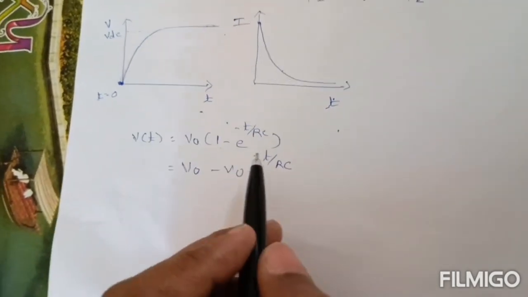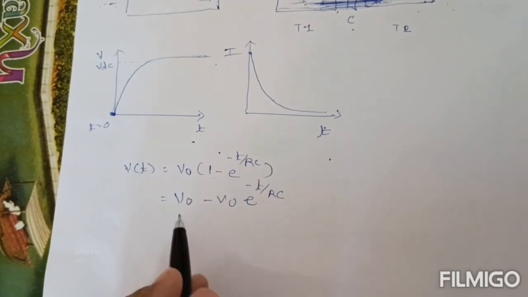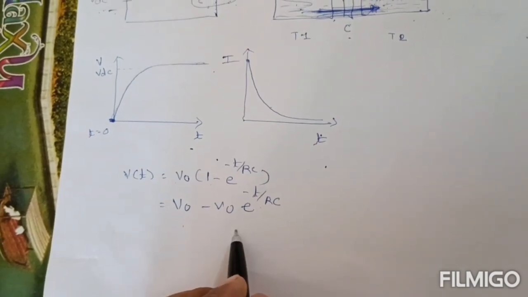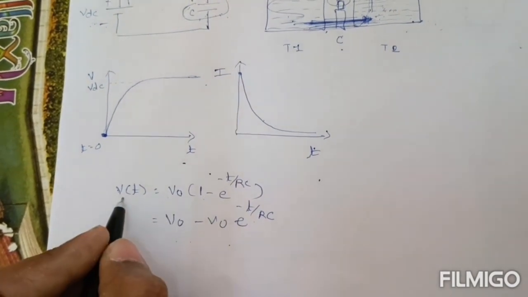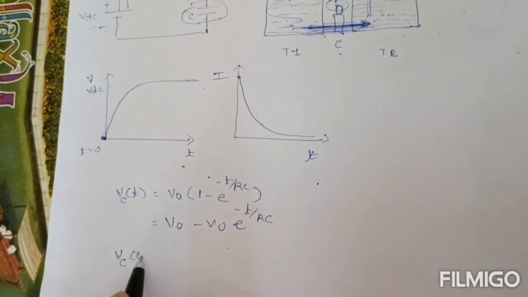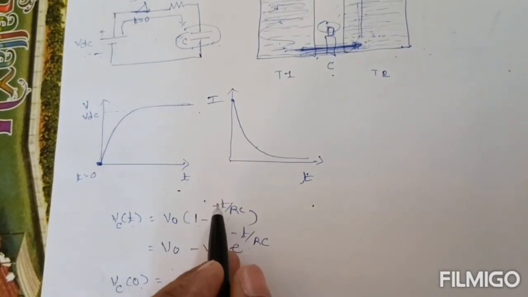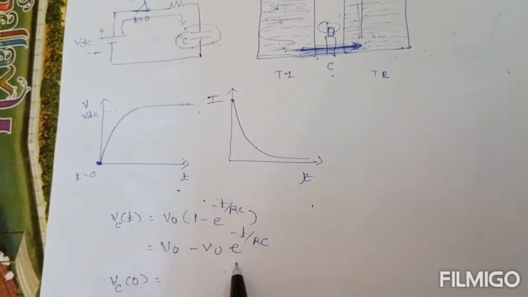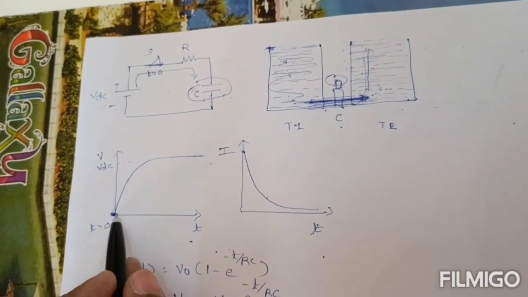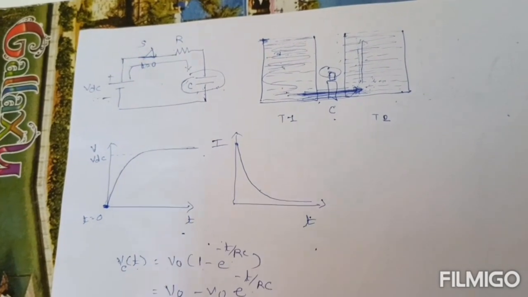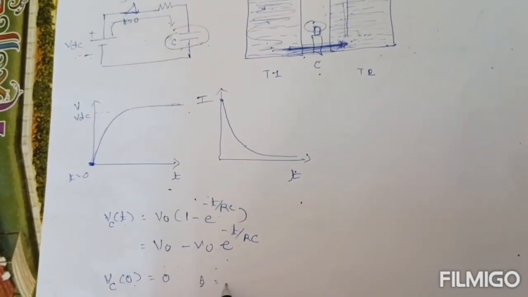Okay, now if I put t is equal to 0 here, anything raised to 0 is 1. So v0 minus v0 is equal to 0. So this is the voltage across the capacitor at t is equal to 0. I put the value of t is equal to 0 in this equation, that becomes v0 minus v0, which is equal to 0. Okay, so I can show it like this, for t is equal to 0.